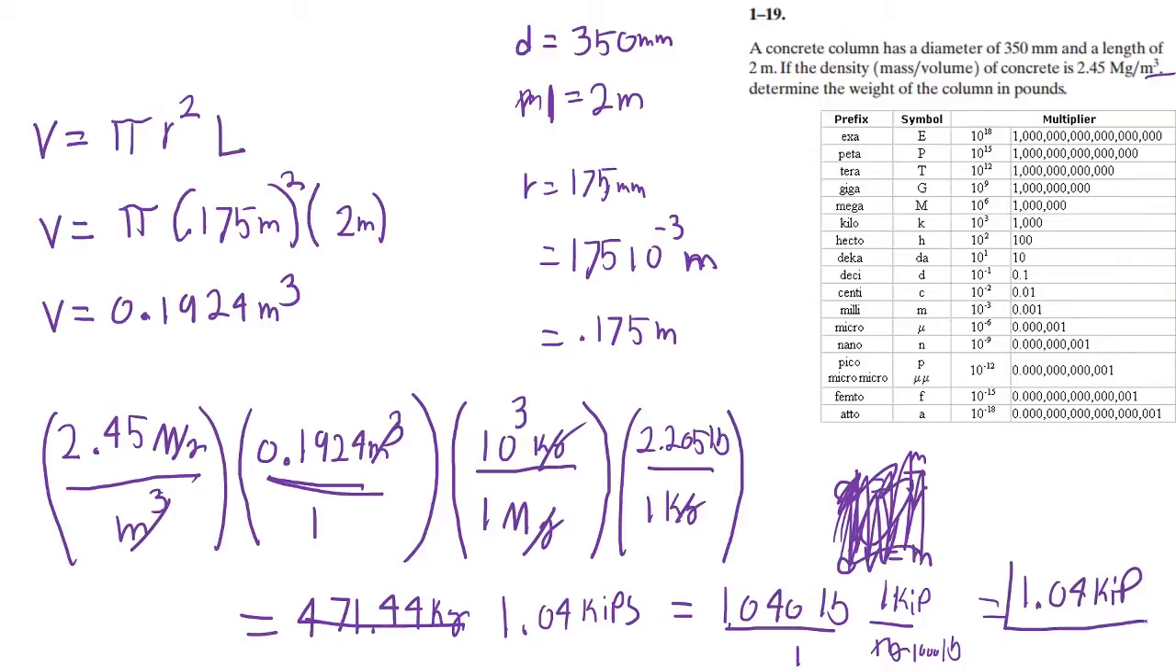And there we go. Look at that. So just to recap, what did we do here? We used the volume of a cylinder equation to find our volume. And we found our radius as well, and we multiplied by the length to find our volume.